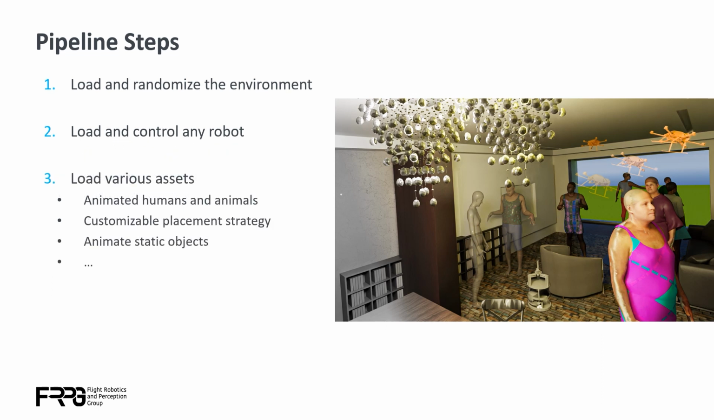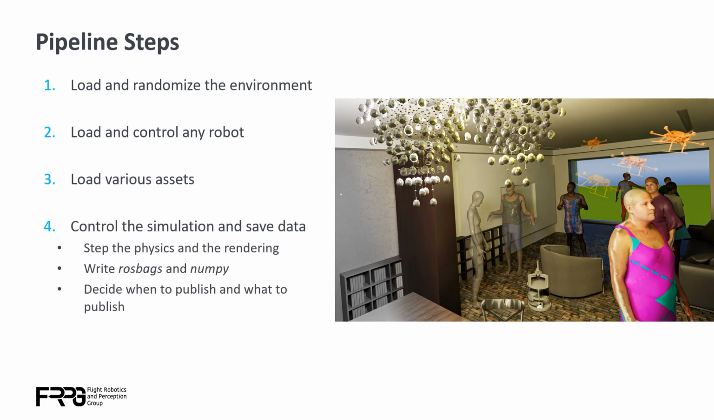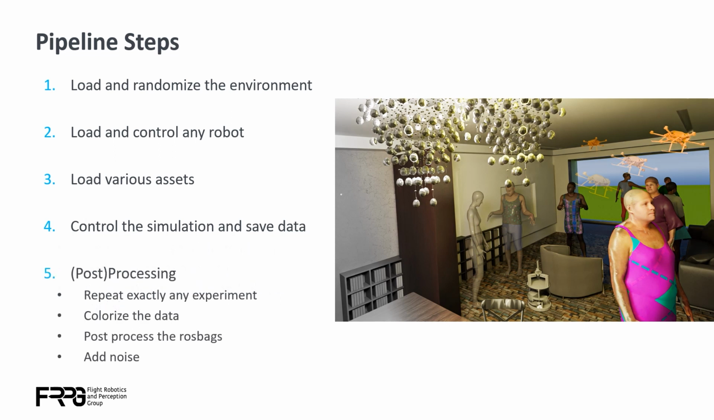Third, we need dynamic assets such as humans, animals, and flying objects to increase variability. We can place these either manually, in predefined positions, or with our placement strategy that can account for the full 3D occupancy of the animation. Finally, we can control both the rendering and physics step, decide exactly when and where to publish information, and have complete control of the simulation, including any software in the loop that we may need. To complete the pipeline, we developed several tools, including a way to add custom noise profiles to ground truth data and exactly repeat any experiment while adding new sensors or obtaining new information of the same run.